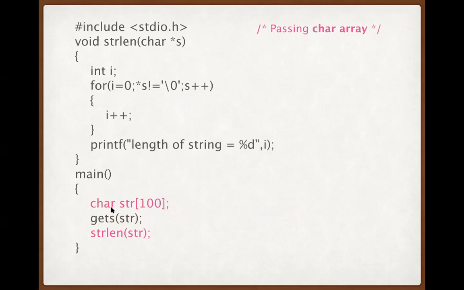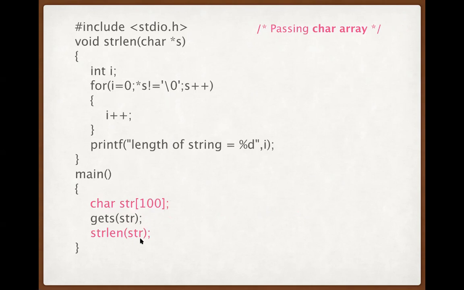So here I'm declaring a character array, str. Now gets is a function to get the input string from the user. So the user enters the string. Let us assume, I love C programming. That's the input given by the user.